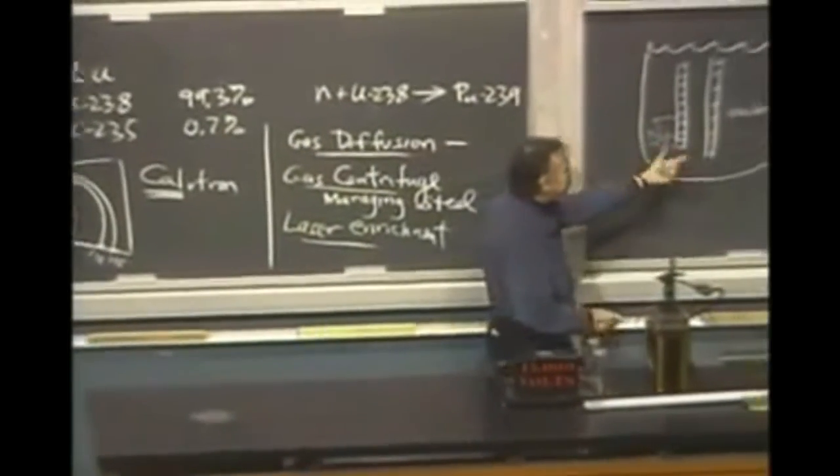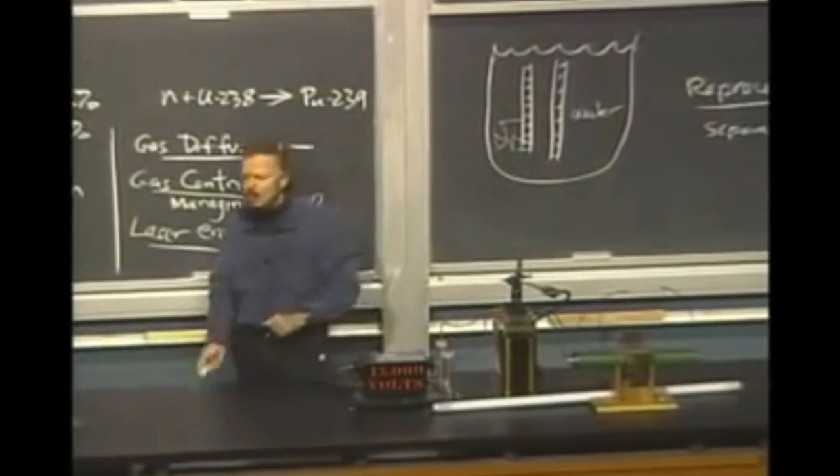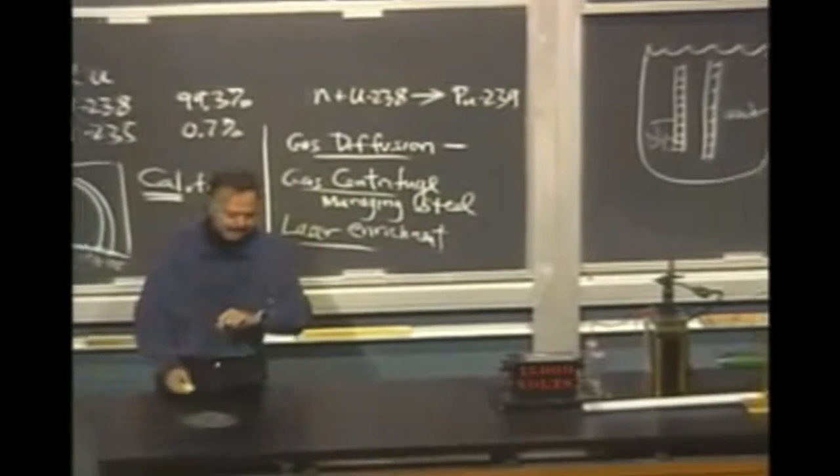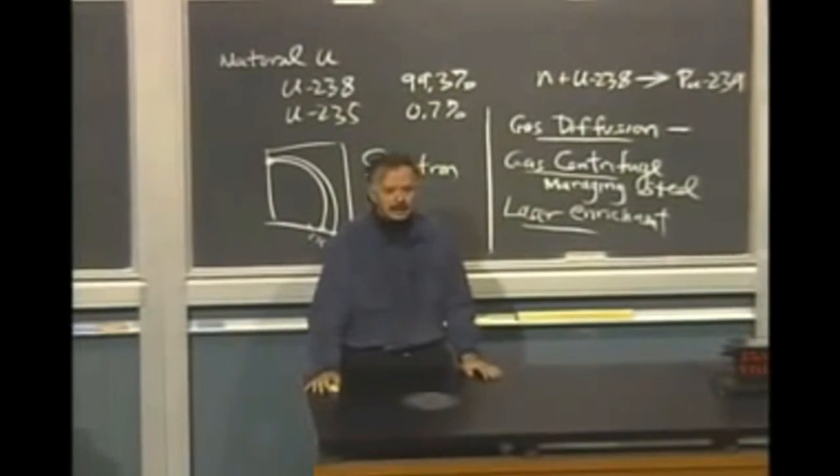Reprocessing. Reprocessing means you go into the reactor and you remove the plutonium. Now, what's the big deal about nuclear reactors? So let me talk about that now. Let's talk about reactor accidents, about what happened at Chernobyl.